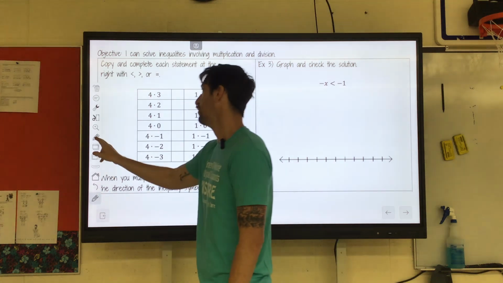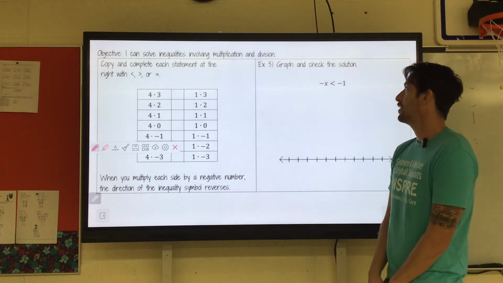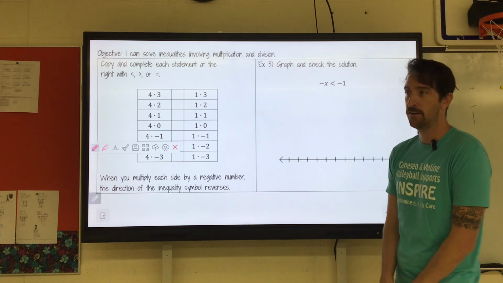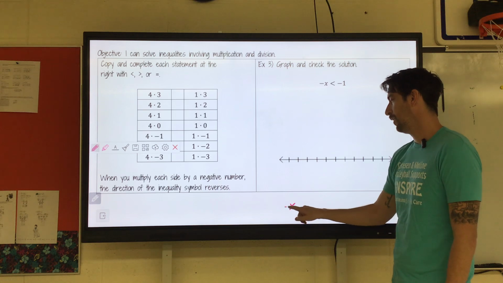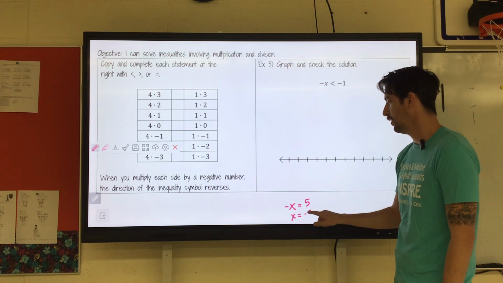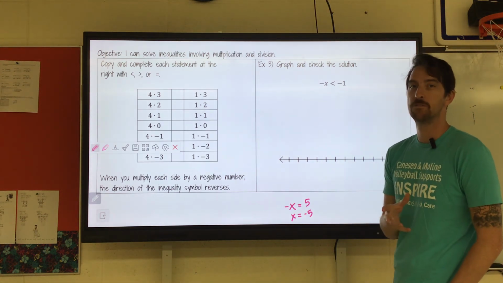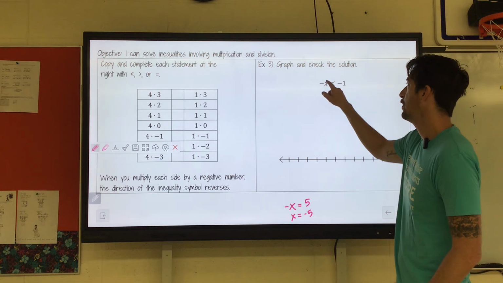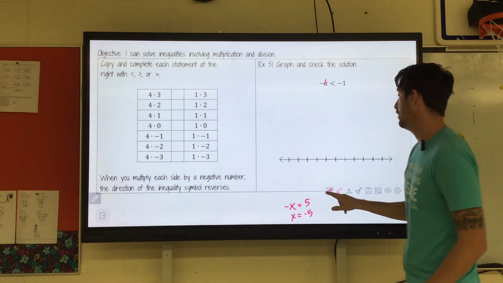So we don't need to fill in the chart. Let's just look over here. We have negative x is less than negative 1. Now, if that was just an equation and it said negative x equals 5, you could just make it the opposite. X equals negative 5. But really the mathematical step there is you're multiplying or dividing by the negative 1. Because it's like we're doing negative 1x is less than negative 1.